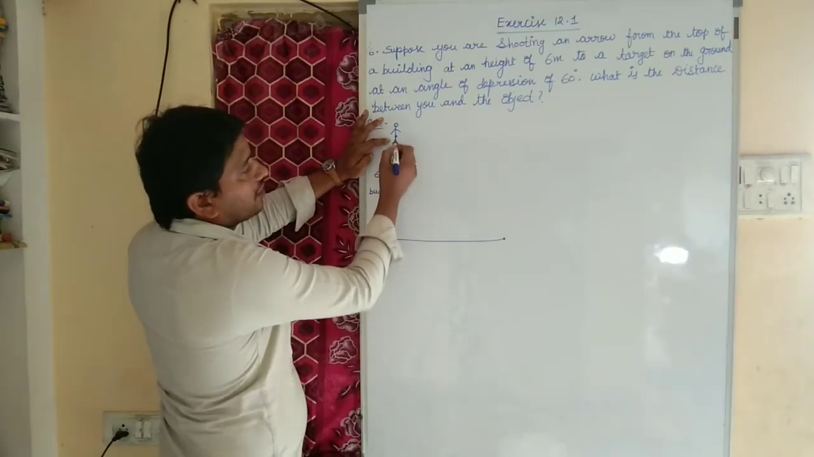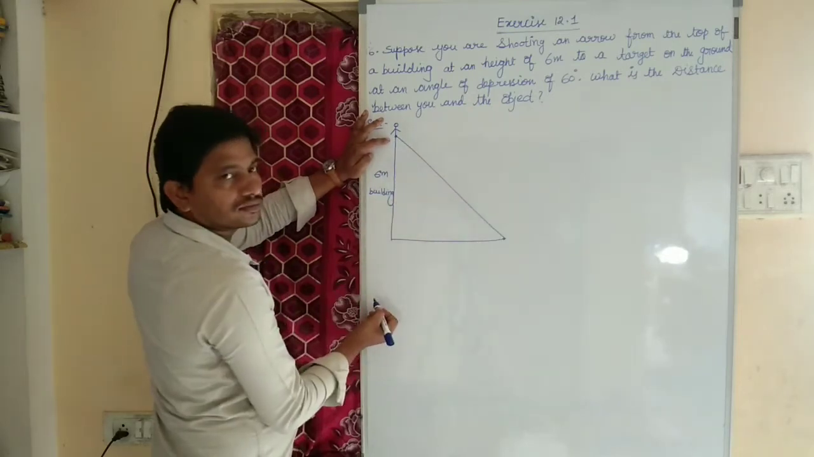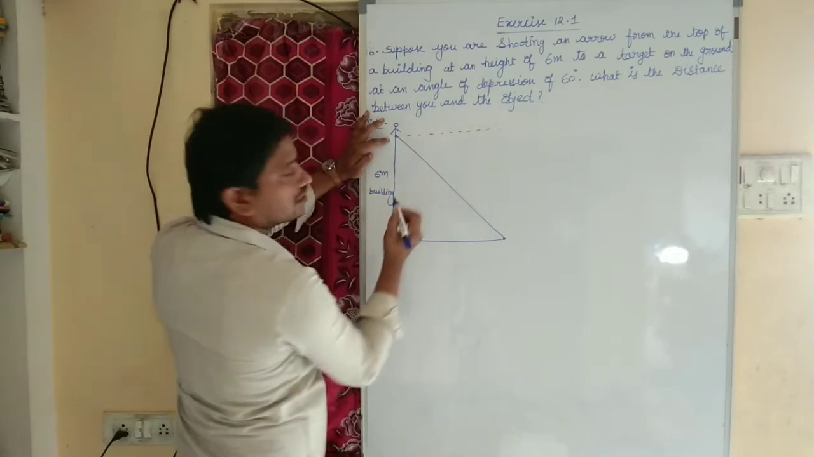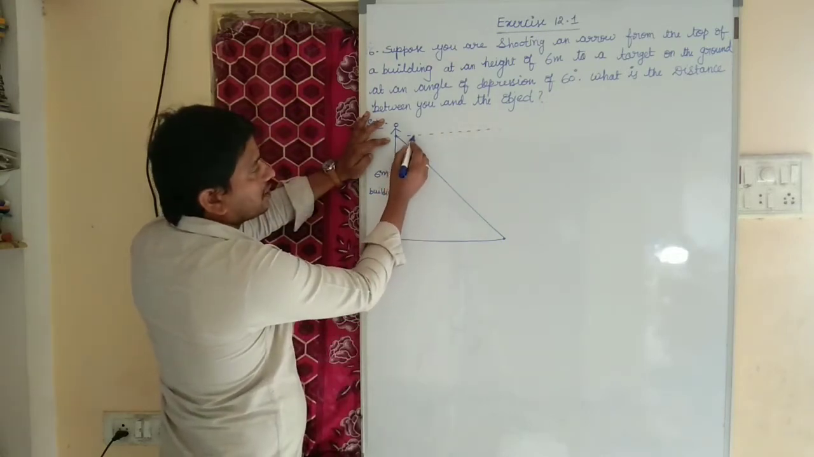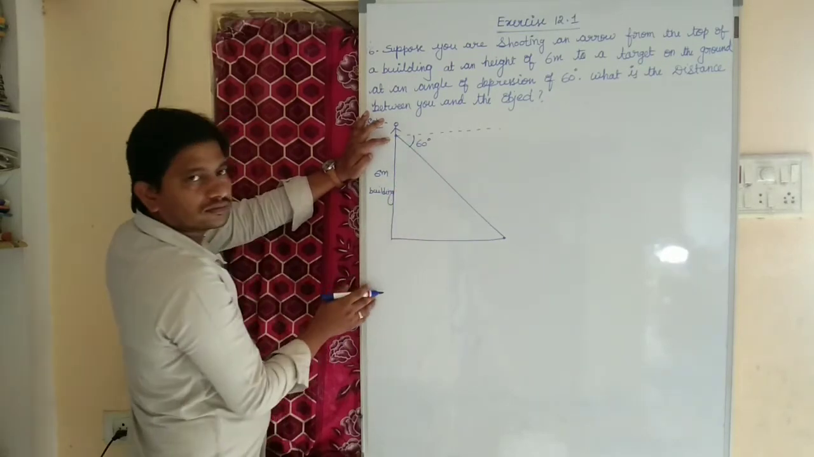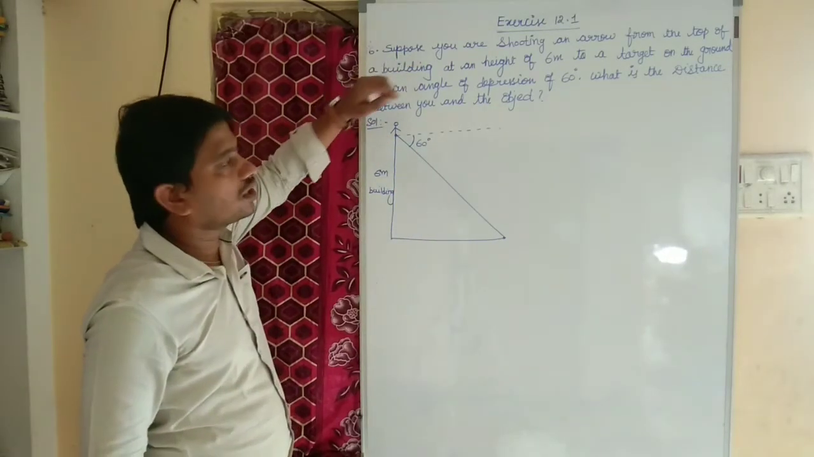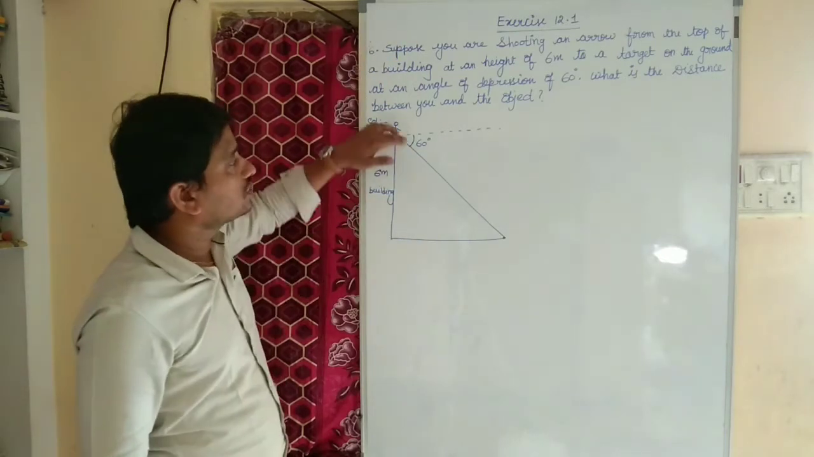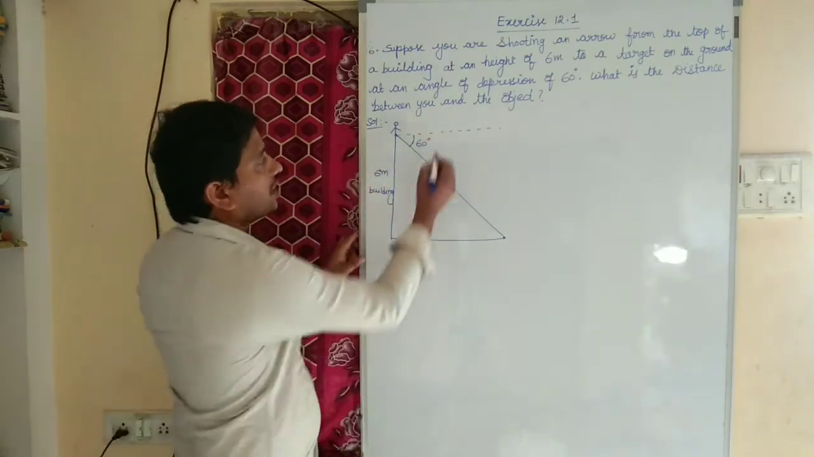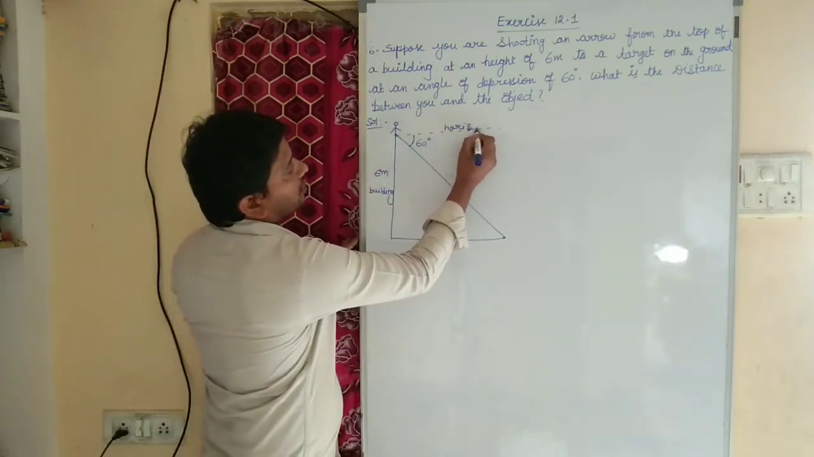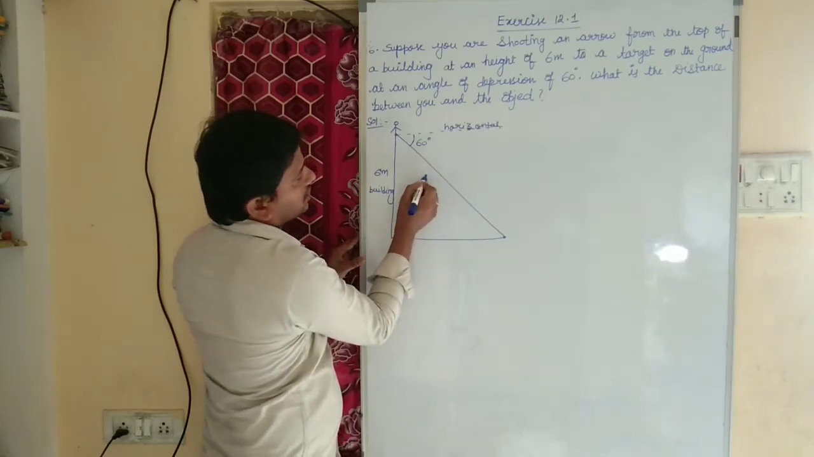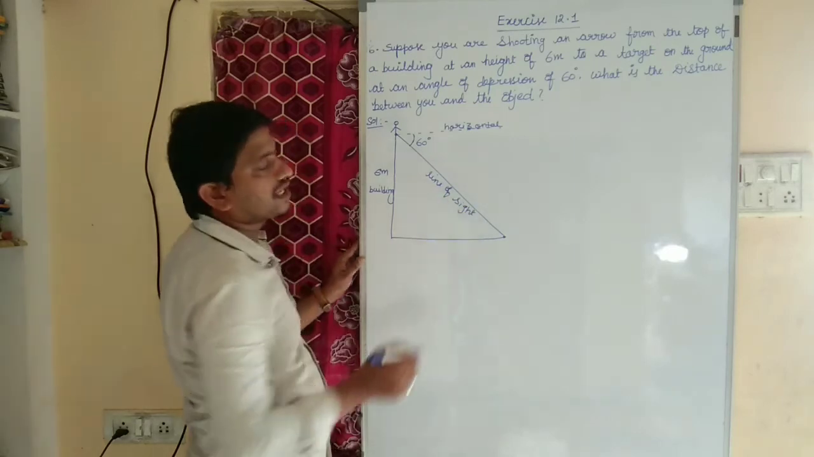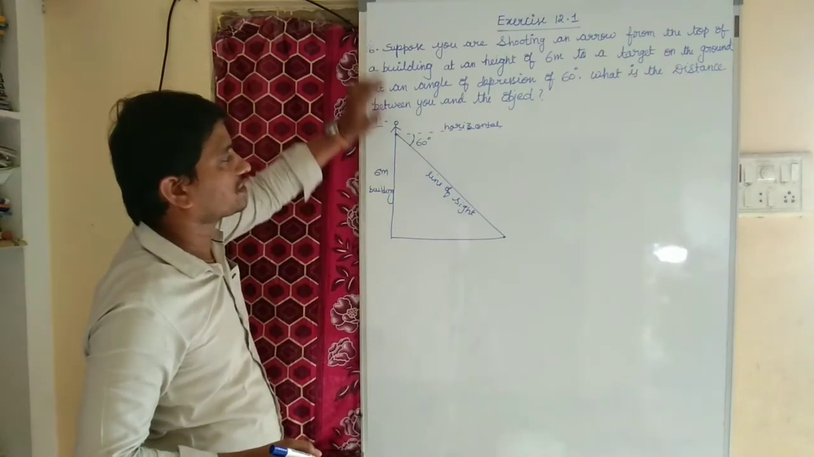The target is on the ground at an angle of depression of 60 degrees. If you consider this our horizontal line, then the angle of depression is how many degrees? Which is 60 degrees. Because we are looking from top to bottom, it will be the angle of depression. This imaginary line is called the horizontal line, and this is our line of sight. The angle between the line of sight and the horizontal line is called the angle of depression.